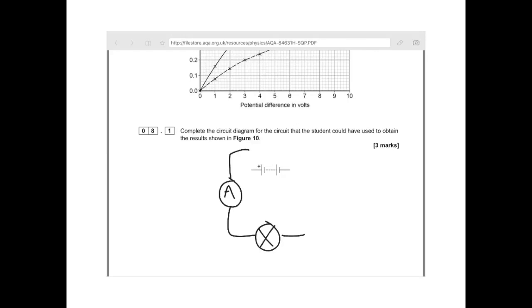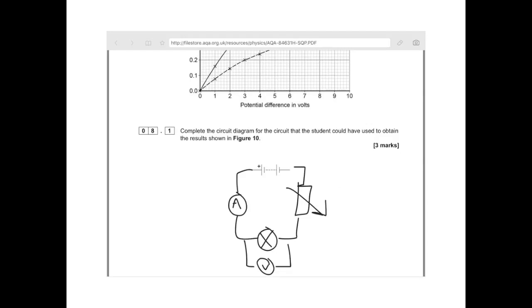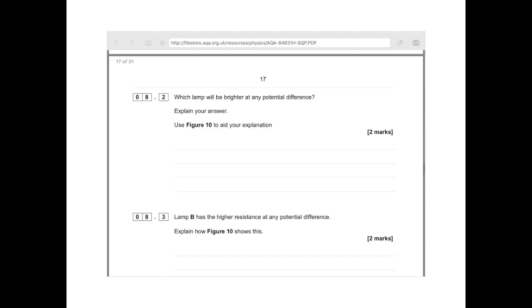As I said, we needed the voltmeter added in parallel, which is why it comes off as a separate branch. And because we're altering those, we do need a variable resistor, which looks like a box with a funky arrow going through it like that. So that's your answer.